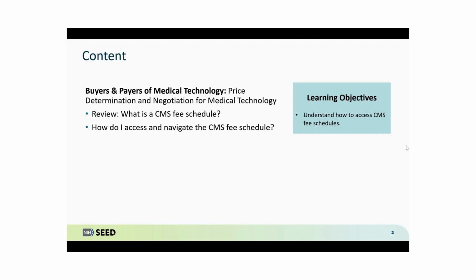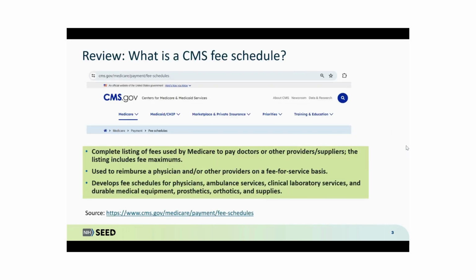But first, I wanted to take a quick review as to why CMS fee schedules are so important for your reimbursement strategy. So if you've listened into any of our other modules on price determination or navigation, you've heard me talk about how payers set rates for products, and specifically that payers use the Medicare rate as a base rate at 100% to set their own rates. So all other payers use the Medicare rate as a base rate to set their own. For instance, commercial payers use 120% of the Medicare rate to set their own rate.